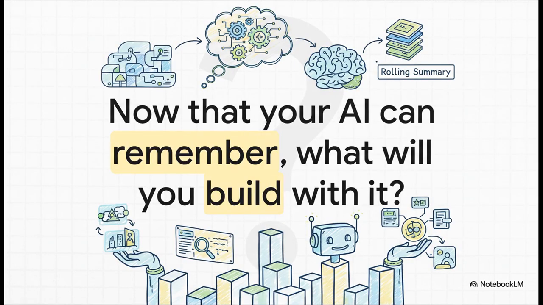And that really is the core of it. This rolling summary technique is a fundamental building block for creating AI agents that actually feel intelligent and stateful. So the real question I want to leave you with is this. Now that you know how to give your AI a reliable memory, what incredible things are you going to build with it?